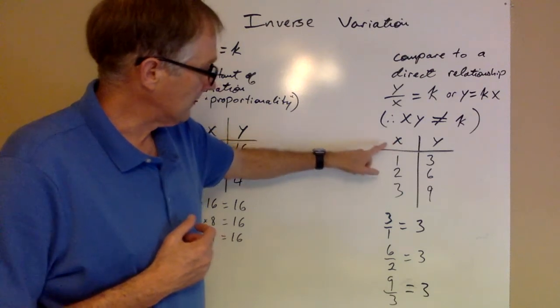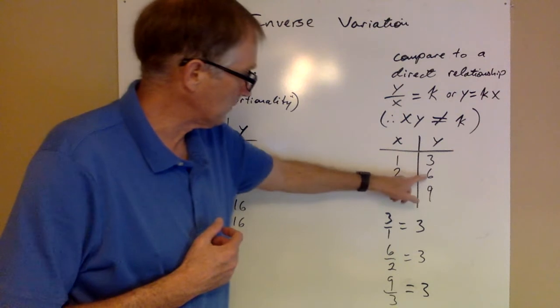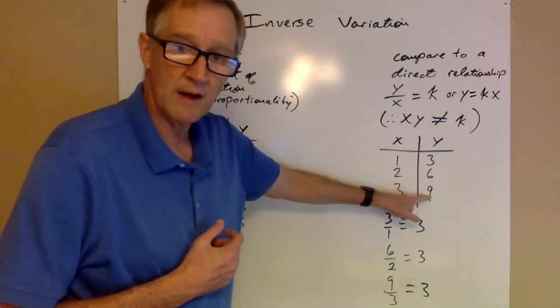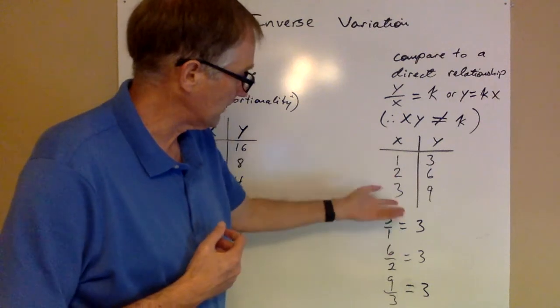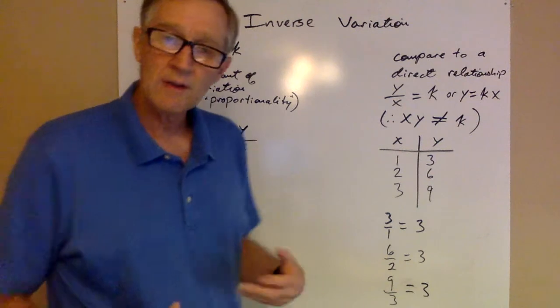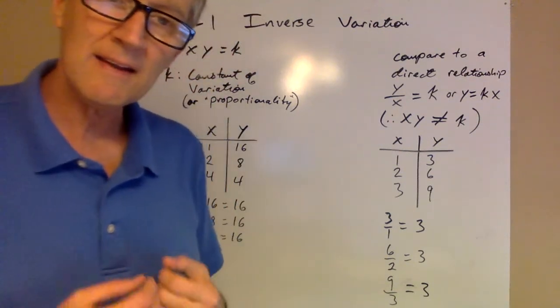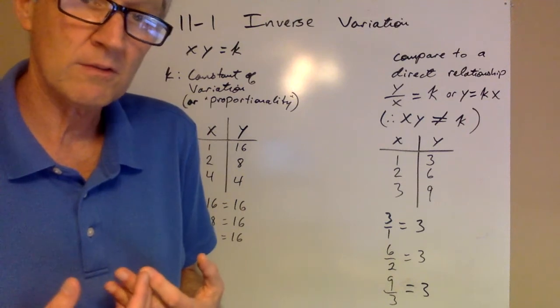So y equals a constant number times x. For example, if I had data points x equal to 1, y equal to 3, x equal to 2, y equal to 6, x equal to 3, y equal to 9. If I divide y over x for each one, 3 over 1 equals 3, 6 over 2 equals 3, 9 over 3 equals 3. They all equal 3, so k, the constant of proportionality, is 3.